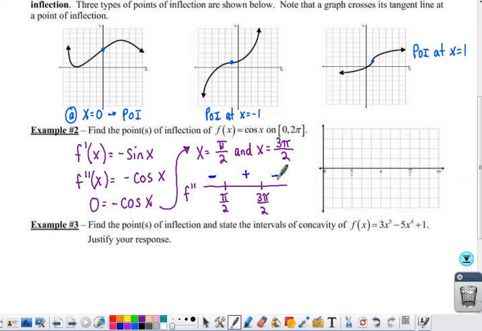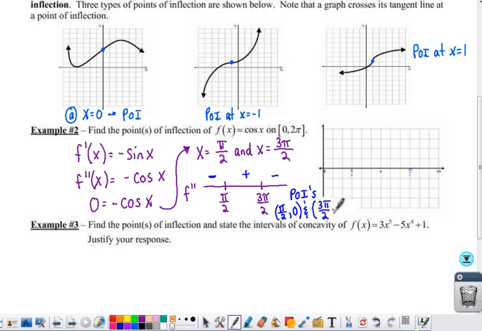I kind of ran out of room, but I will write the points of inflection here. So POIs, we want the point, so the first point is pi over 2, and then in order for you to find the y value, you have to plug it back into the original function. So the cosine of pi over 2 is 0, and the second one that we would have here is plugging in 3 pi over 2 into the original function, and that leads us to 3 pi over 2, comma 0.